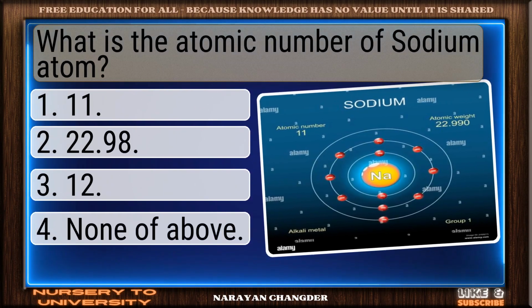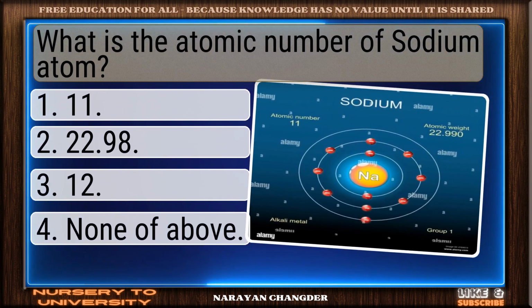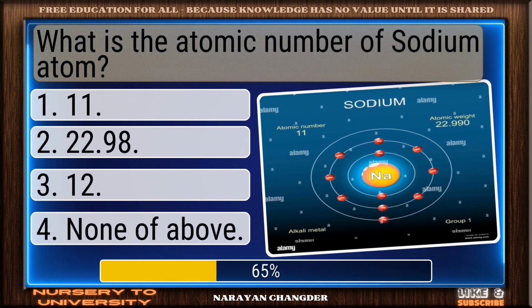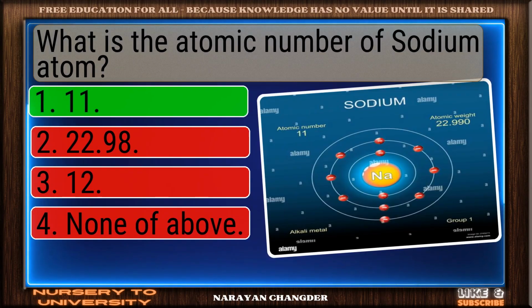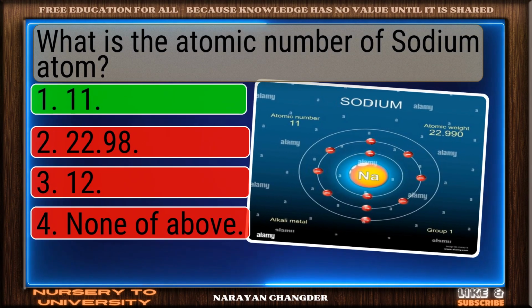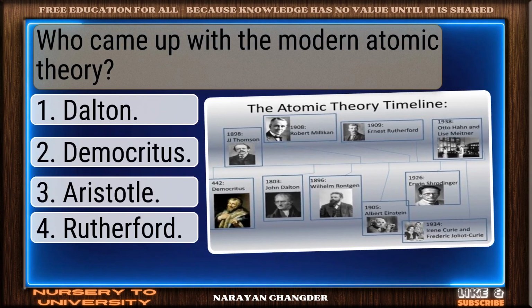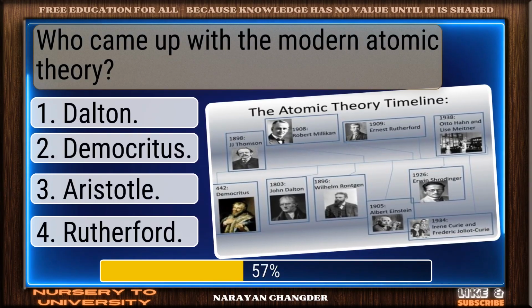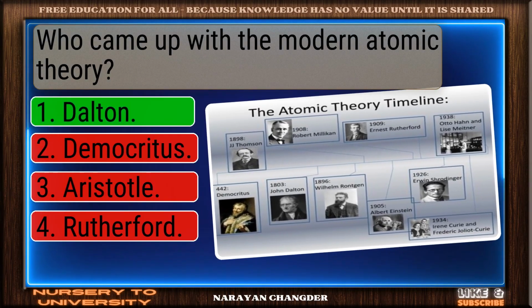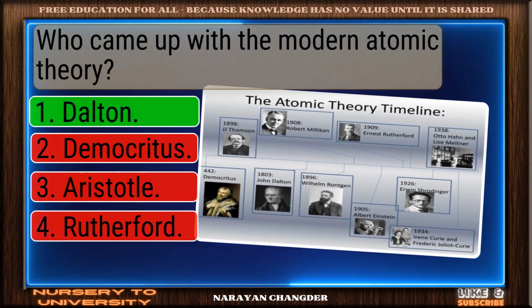What is the atomic number of a sodium atom? Nicely done. 11 is a solid answer. Who came up with the modern atomic theory? Well done. Dalton is the right choice.